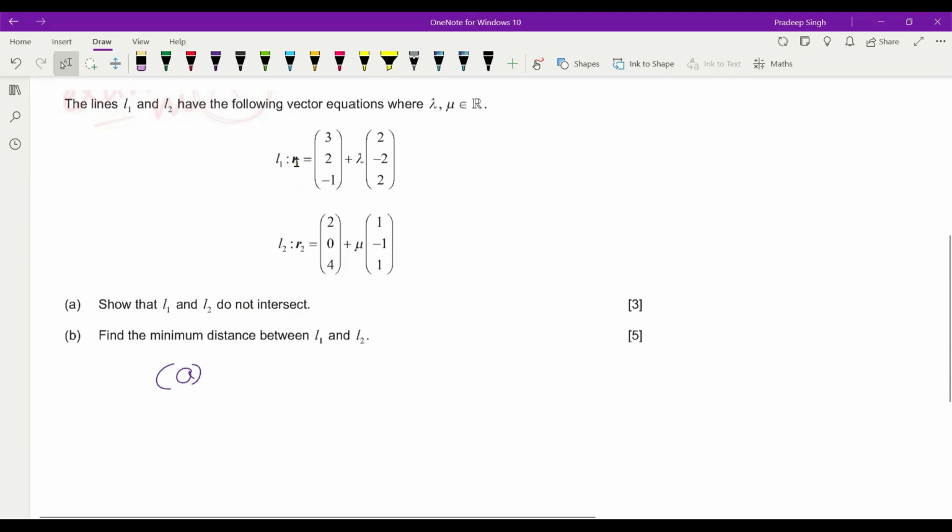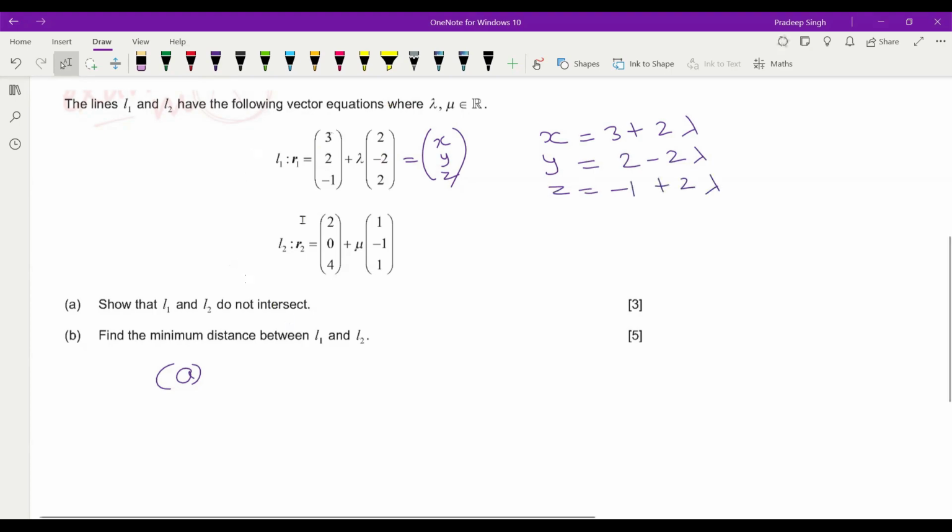For example, R1 is the vector equation of the first line. We can write R1 as x, y, z, and all we'll do is equate the x with the left hand side. So on the left hand side, you will see 3 plus lambda into 2, that is our x. So let's write down the equation. The x coordinate will be 3 plus 2 lambda. Similarly, if we equate the y coordinates on the right hand side and the left hand side, we'll get 2 plus lambda into minus 2, which when simplified becomes 2 minus 2 lambda. Similarly, z will become minus 1 plus 2 lambda.